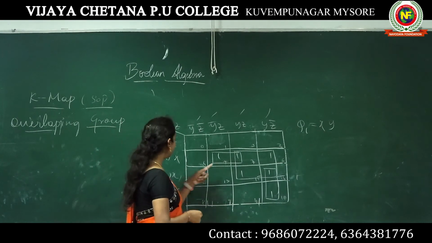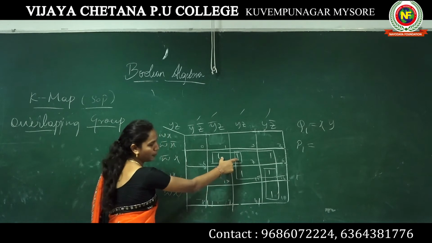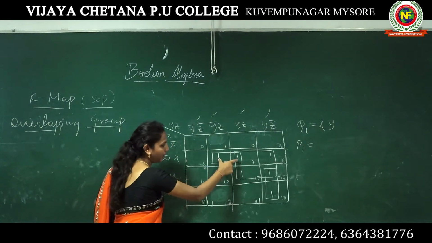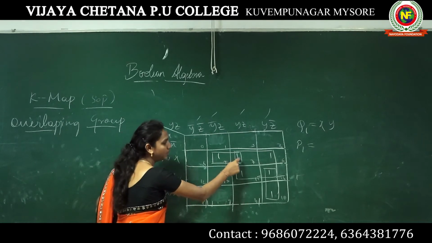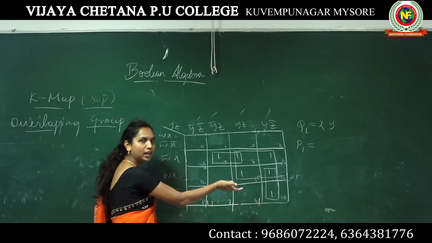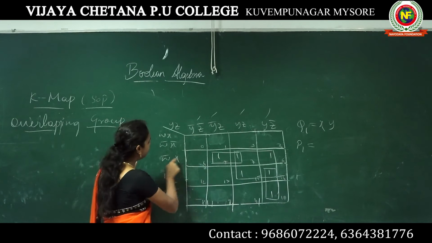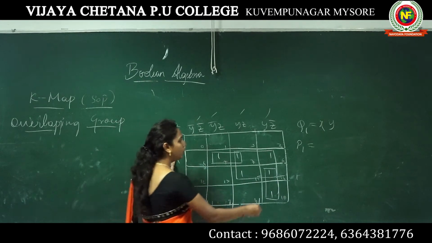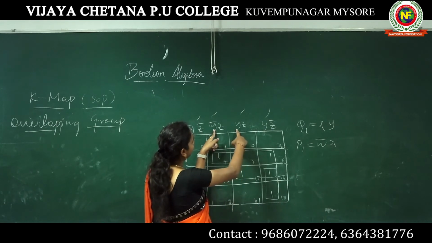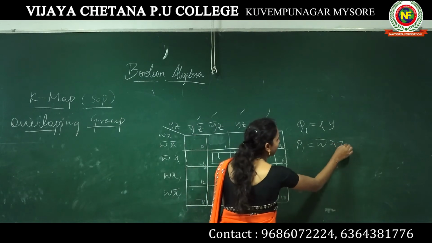Right? Next we'll take this one, P1, a pair here. I'm just considering the pair, so don't worry about whether it overlaps or not. Whether it overlaps or not, it is considered as a pair. So just taking here, W bar X. Again compare, which is the common here? Z. The rest will be cancelled. Z I am writing.